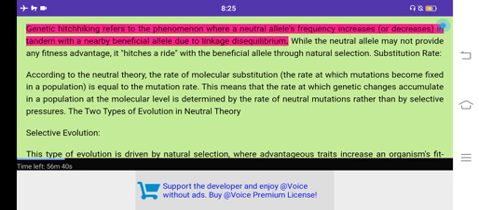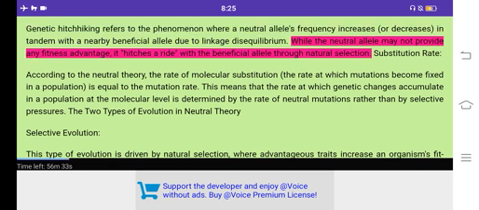Hitchhiking. Genetic hitchhiking refers to the phenomenon where a neutral allele's frequency increases or decreases in tandem with a nearby beneficial allele due to linkage disequilibrium. While the neutral allele may not provide any fitness advantage, it hitches a ride with the beneficial allele through natural selection.